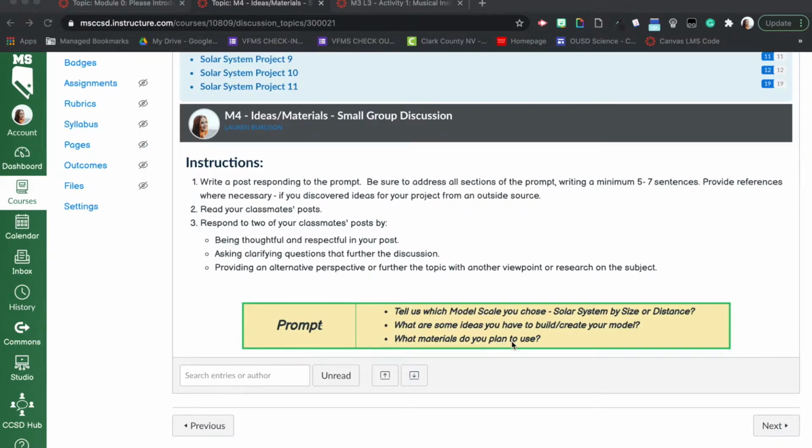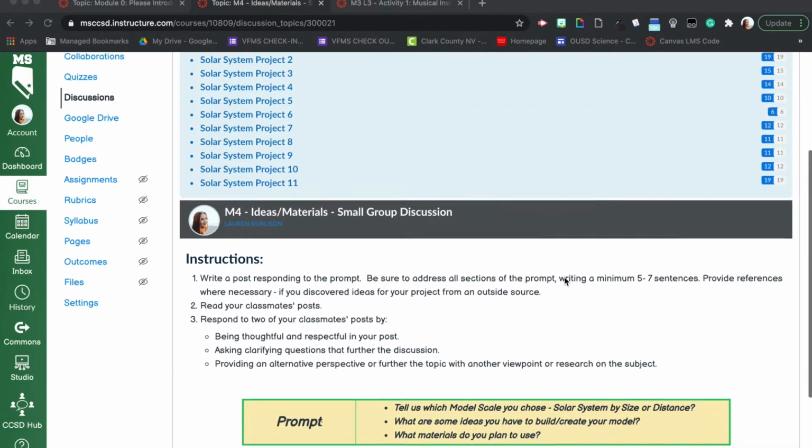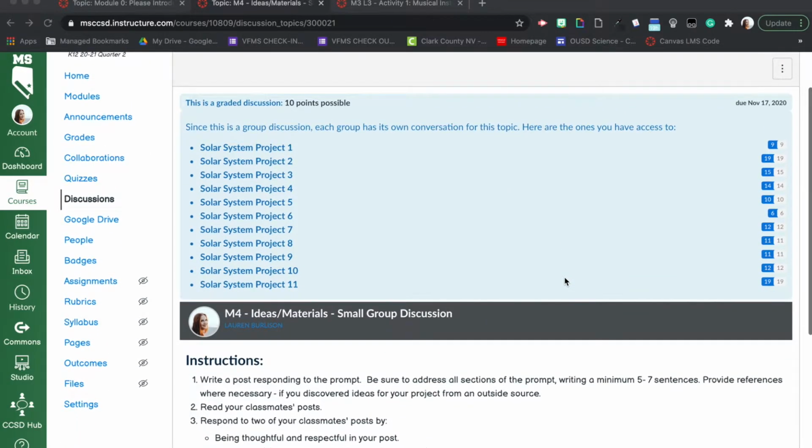This was for the solar system model by scale. All they had to do was respond to whether they were going to create the solar system by size scale or distance scale, and then tell me how, and discuss with their peers what ideas they had. The whole purpose was that I wanted them to share their ideas and get other ideas in from other students.